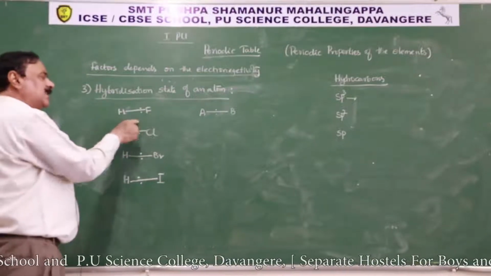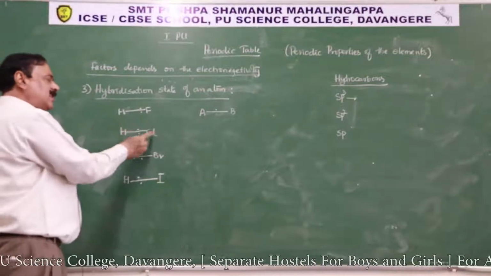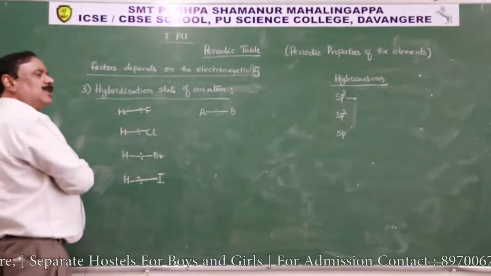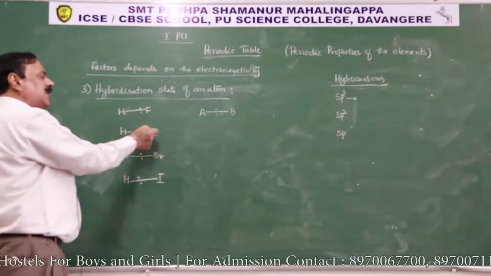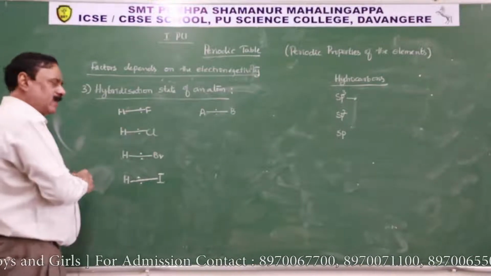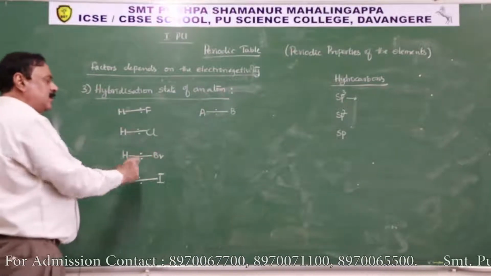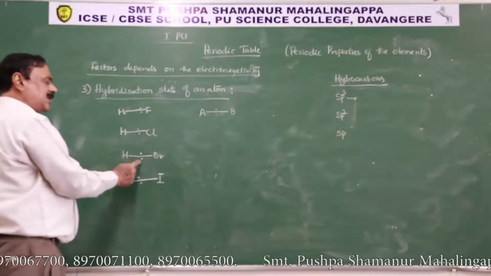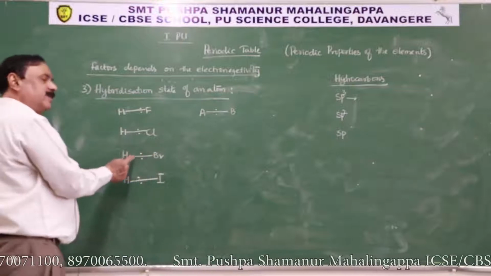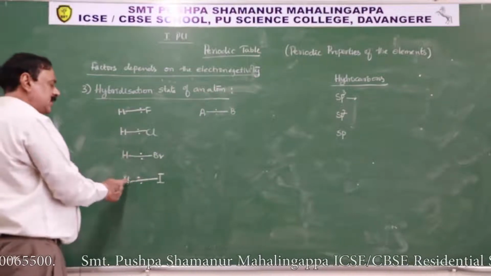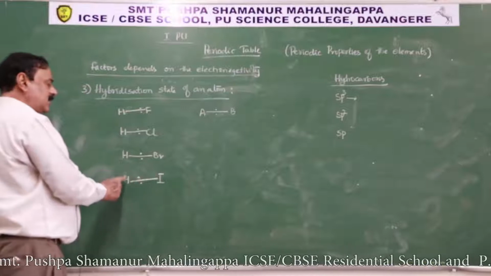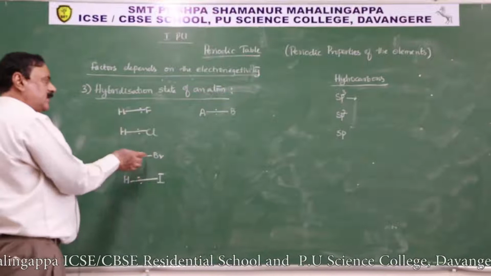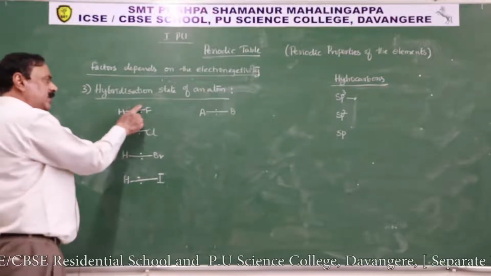Whereas chlorine is less electronegative compared to the fluorine atom. That is why the shared electrons are not very close to the chlorine atom, because chlorine is less electronegative than fluorine. Bromine is still less electronegative compared to fluorine and chlorine. Therefore, the shared electrons are still far away from the bromine atom, and likewise for the iodine atom.